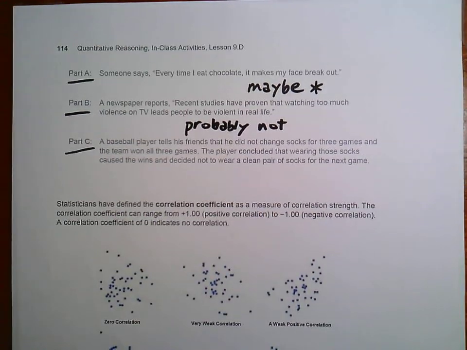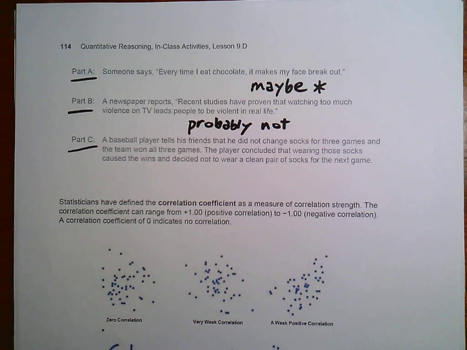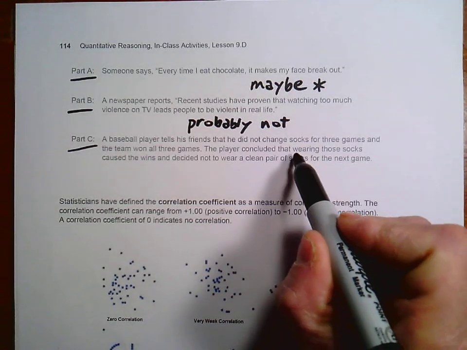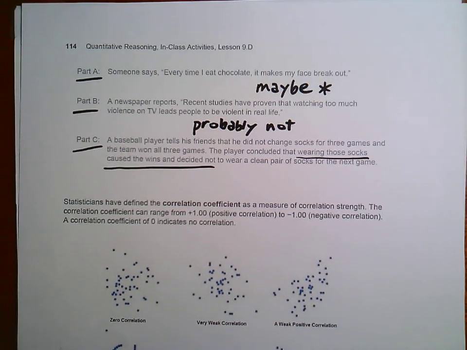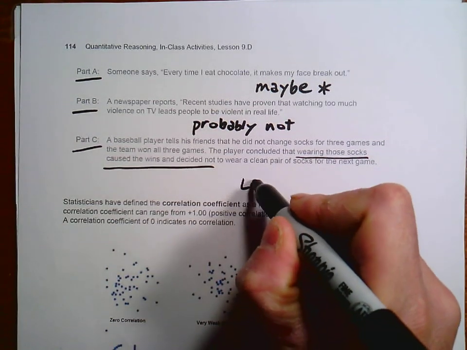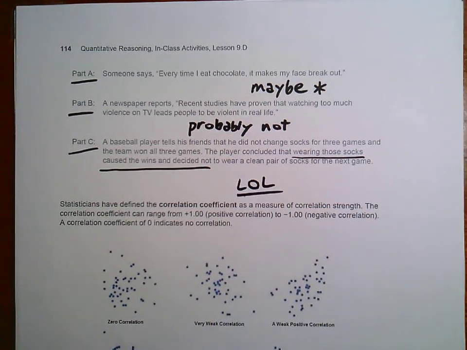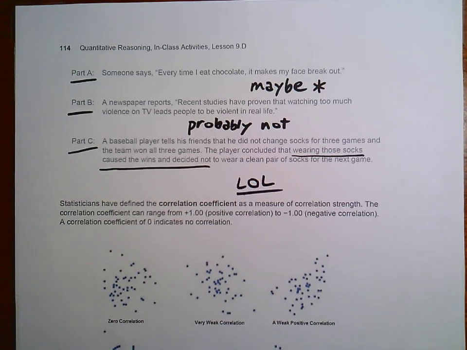And let's read this one. This one's kind of silly. Baseball player tells his friends he didn't change his socks for 3 games, and the team won all 3 games. So the player concluded that wearing those socks, right, caused the wins, right? And of course, what he's going to say is, hey, for that next game, I'm not going to wear my socks again. So this is all I have to say for that one, right? So it's probably purely a coincidence, right? So the two events did occur together, but that definitely doesn't mean that the smelly socks led to the victory in the games. So that's a good example to refute that.